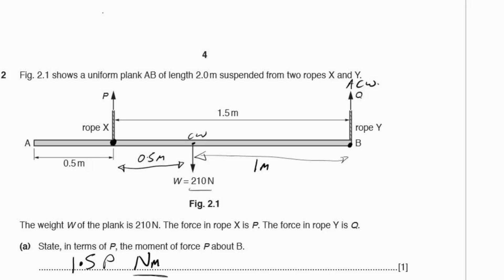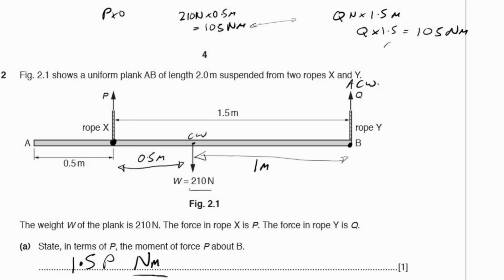So let's look at the different bits involved. My force times distance from P is P times 0. From this one, the weight would be 210 newtons times 0.5 meters. That's 105 newton meters. And if I come all the way over to Q, the distance from P is 1.5 meters, and I've got Q in newtons times 1.5 meters, and that has to equal this value over here. They have to be the same because my clockwise and my anti-clockwise have to balance. So Q times 1.5 equals 105 newton meters. I divide both sides by 1.5. That tells me that Q is 105 newton meters divided by 1.5, which gives a value of 70 newtons. There we go. So I can take it from that point as well.